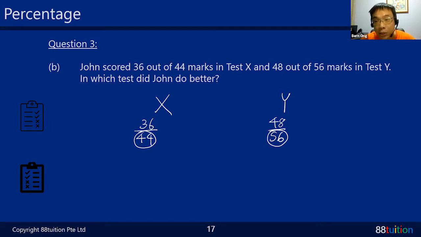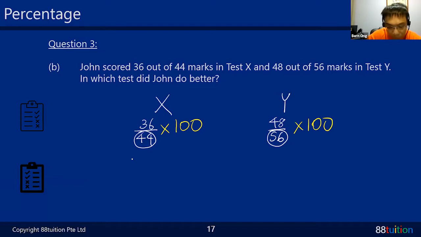And when you change to a percentage, simply what? To get a percentage, you just times 100. Very good. Somebody just write times 100 when I say that. So you just times 100. You work it out. Because when you times 100, you're comparing the fractions in terms of a base of 100, so that you can change it into a percentage. It is much fairer in terms of comparison.